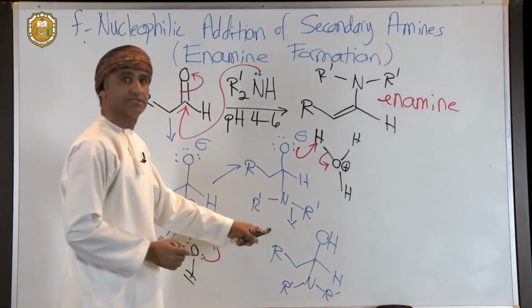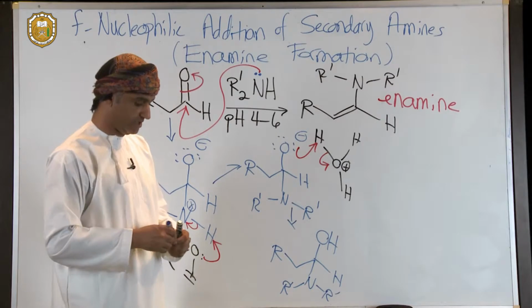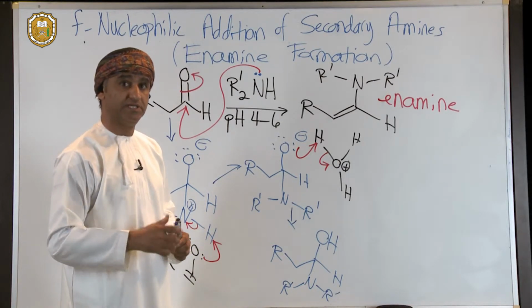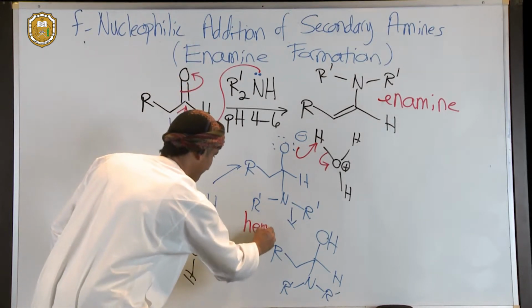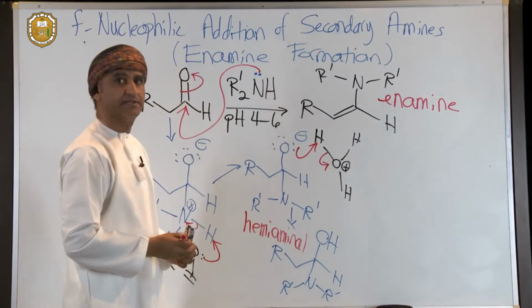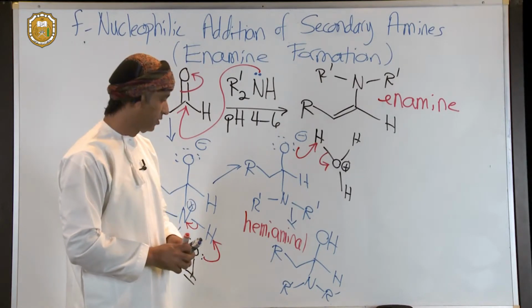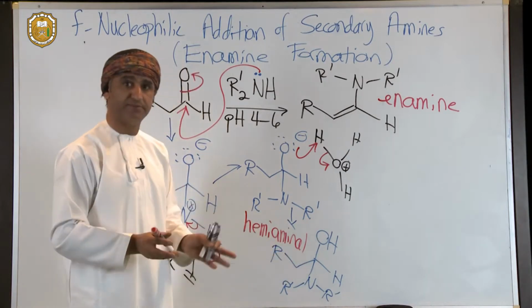And this intermediate, as you might expect, is called a hemiaminal, just like what we have seen before in the reaction of primary amines with aldehydes and ketones. So this is called, again, a hemiaminal, as opposed to, for example, a hemiacetal, as what you've seen before in the reaction of aldehydes and ketones with alcohols. This is called hemiaminal because carbon has an OH and an amine group.